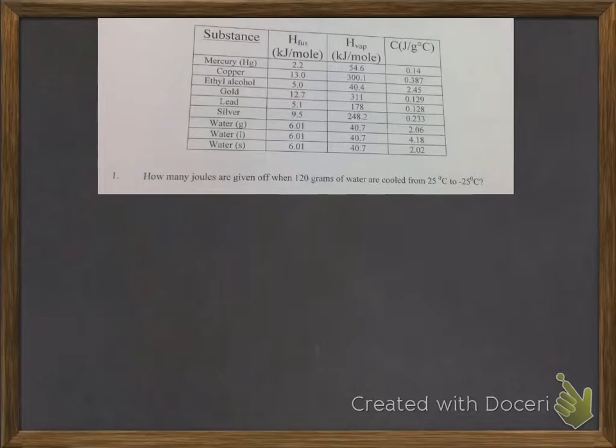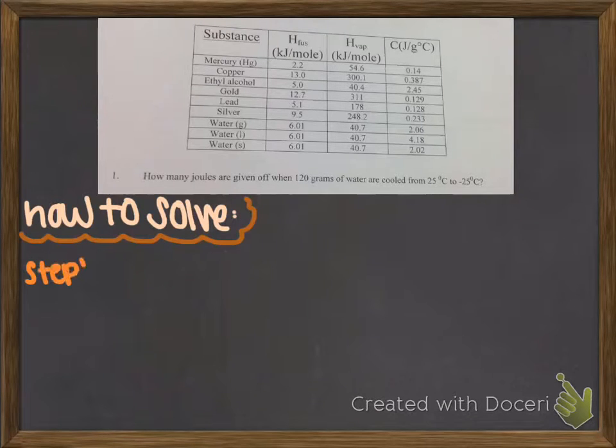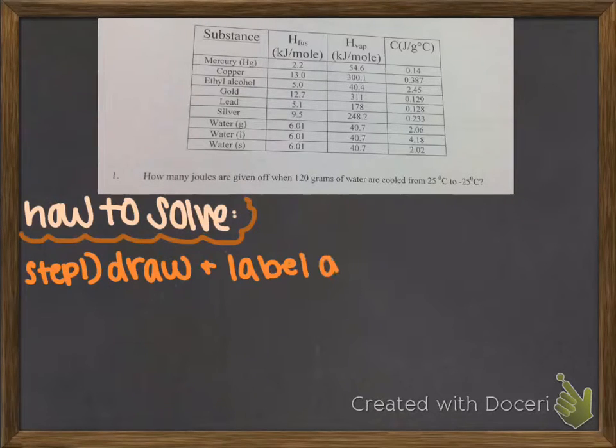The first problem I'm going to show you says: how many joules are given off when 120 grams of water are cooled from 25 degrees Celsius to negative 25 degrees Celsius? On this slide, I'm just going to write all of the steps needed to complete this problem.